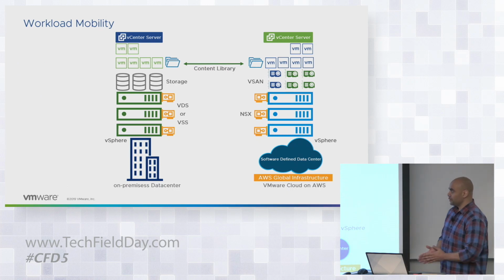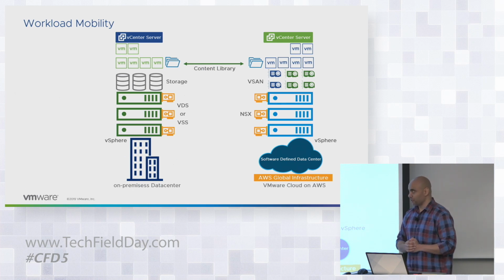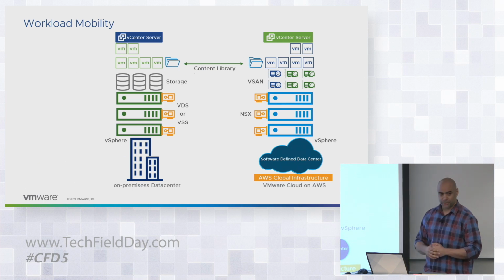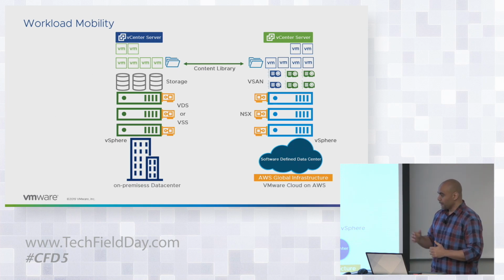As you can see here, I have my on-premises data center, which consists of a vCenter Server. I have storage, doesn't matter what storage. I also have hosts as well as network. Network could be either a distributed switch or a regular standard virtual switch.